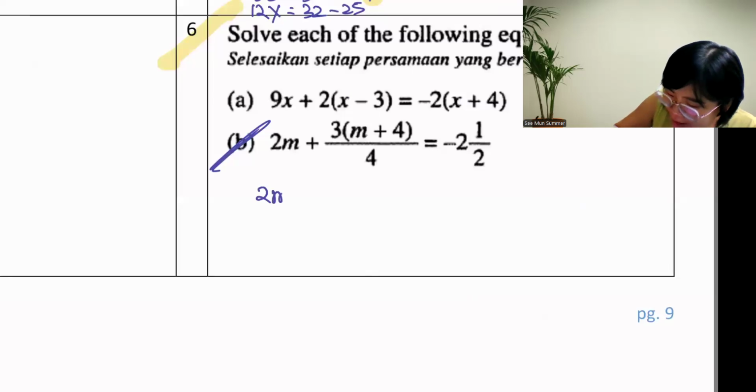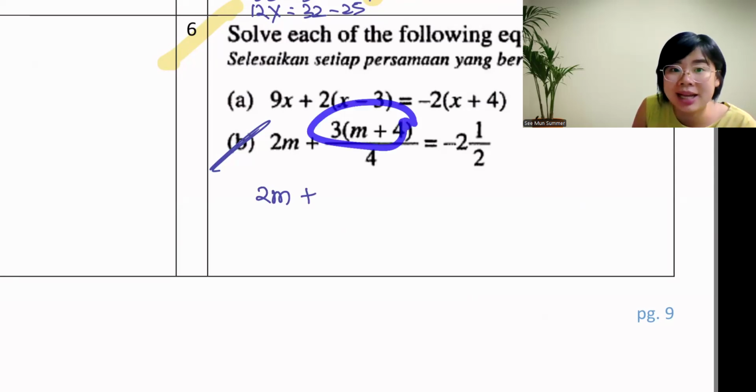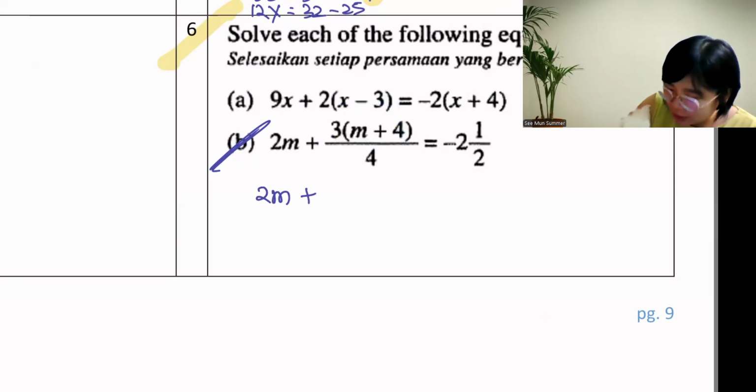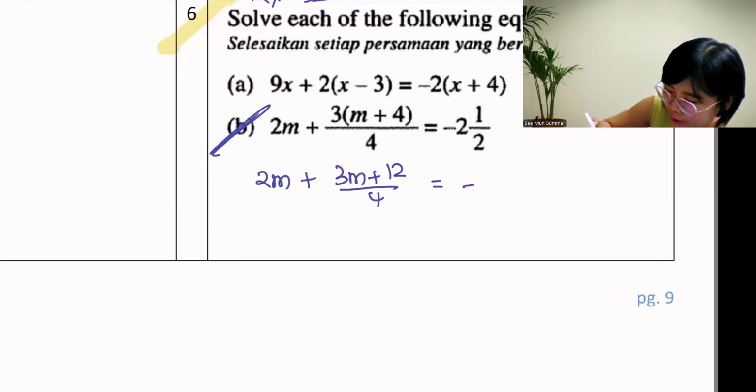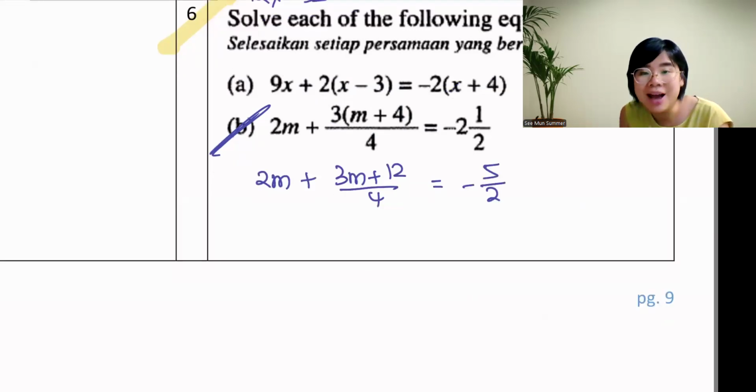So 2m. So this, right, can you times in? I think I prefer times in. Okay, let's try to do something. So it's 3m plus 12 over 4 equals to this. Remember how to change back into improper fraction, 2 and 5. Okay, now, oh my God, a bit difficult. How am I going to continue?